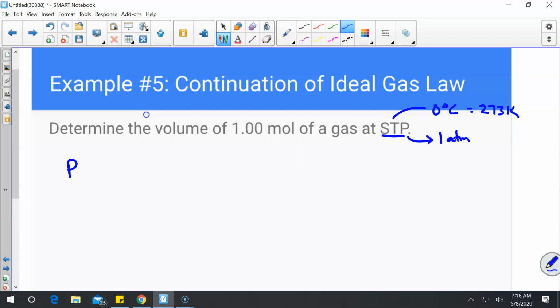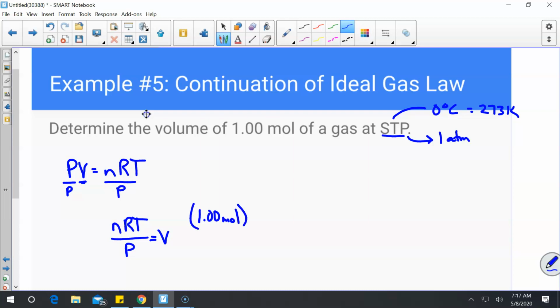So if I go to my equation here, I'm not changing my variables from an initial to a final. I'm just asking what is the volume. So I want to solve for this. So I'm going to divide by P. Divide by P. It looks like my equation is nRT over P equals the volume. So I'm going to fill in my variables. I have 1 mole of this gas. I like to use the atmosphere R value.